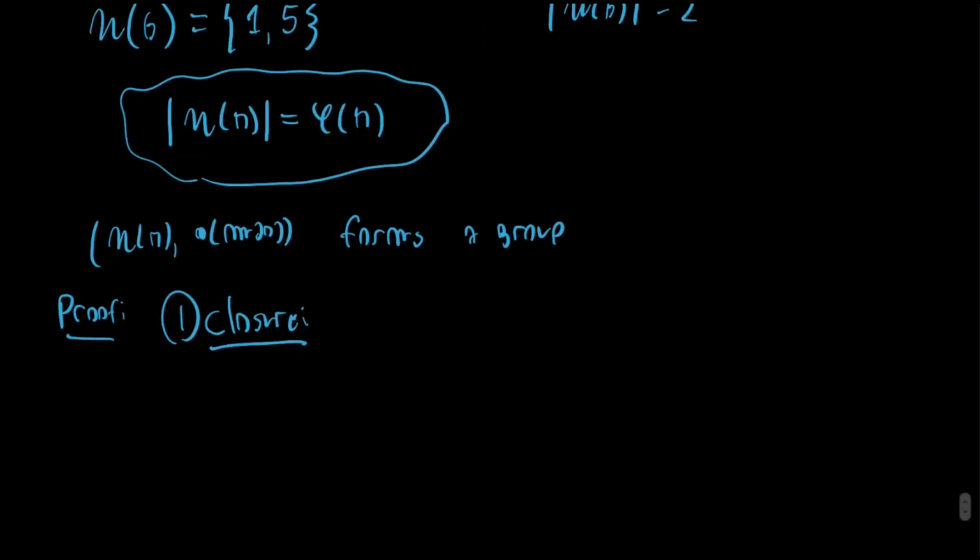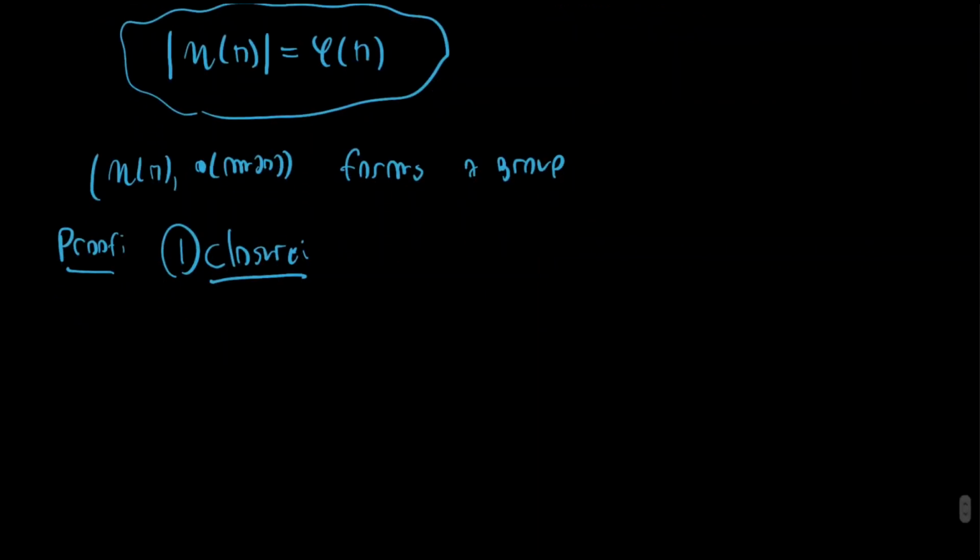So let's prove that this set is actually closed with respect to this operation. And how can we do this? Well, we start by taking two elements, a and b, in Un.